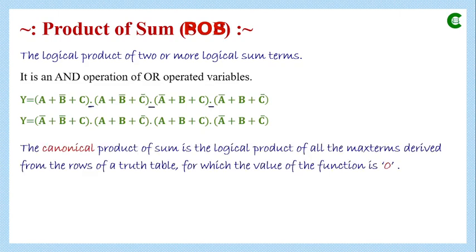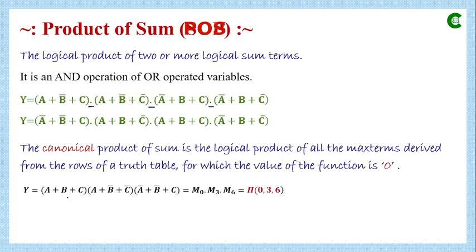Now we will understand the canonical product of sum form, which is the logical product of all the max terms derived from the rows of a truth table for which the value of the function is 0. Mind it, here it is represented by max terms, that's why the logical value of the function is taken as 0. This is an example of canonical product of sum where y is the logical function.